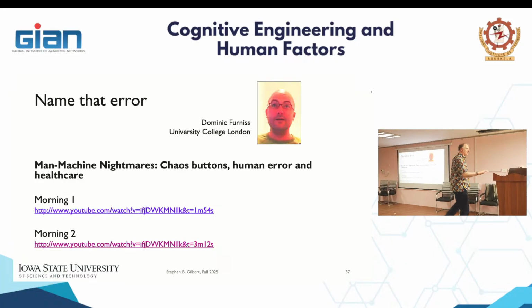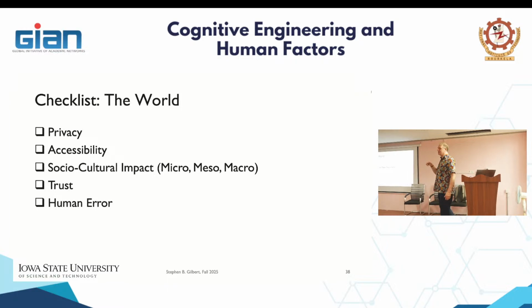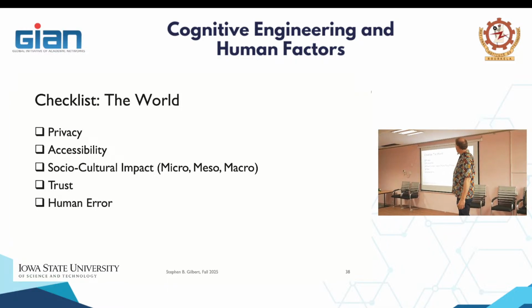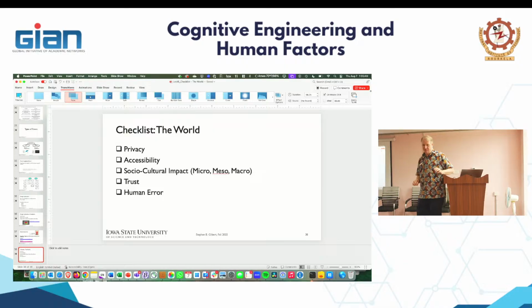Yeah. Okay, let's keep going. So that's your checklist. We had the checklist from the user and the checklist for the world. So we had privacy, we talked some about accessibility, the micro, meso, macro, the trust, the human error. All right, so now it's time for the activity.